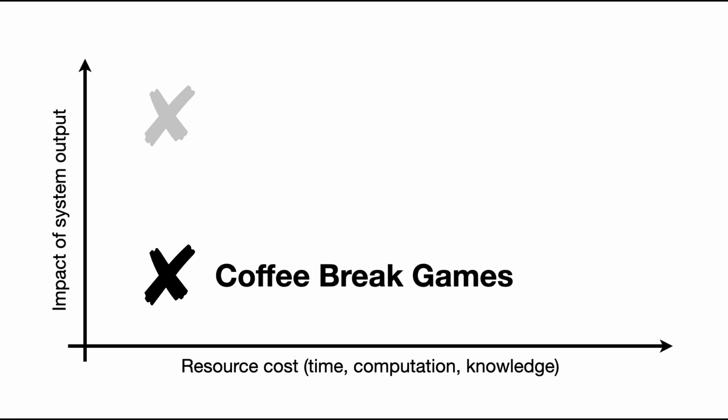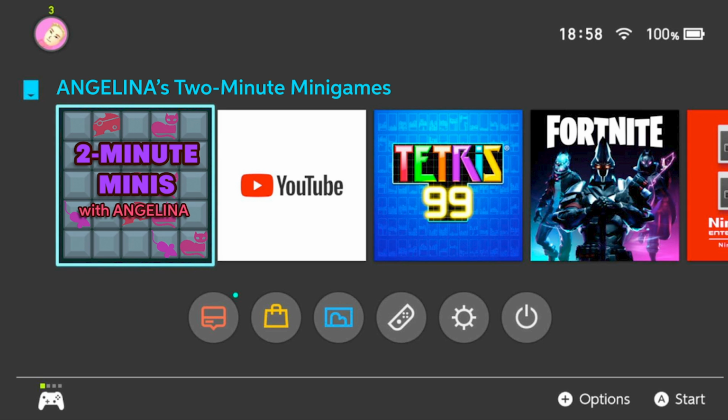So imagine you're sitting on a bus, waiting for an appointment, or just putting off going to sleep for 5 more minutes. You pull out your Nintendo Switch, tap on the 2-minute minigames app, and Angelina generates a short and sweet puzzle game about counting sheep. You play the game, complete it, put your Switch away, and never ever look at that game again.